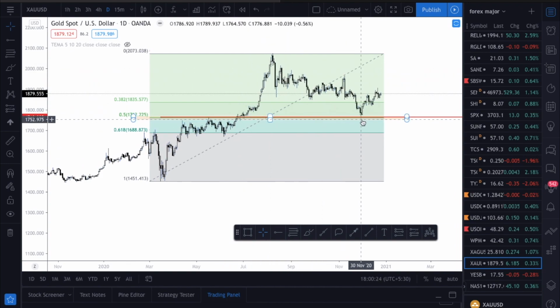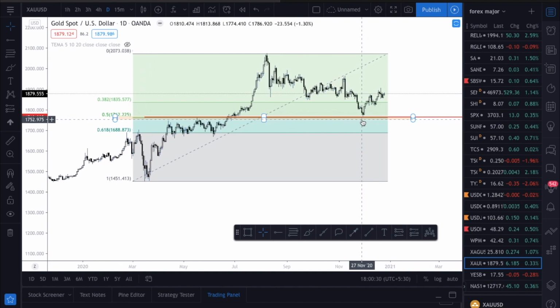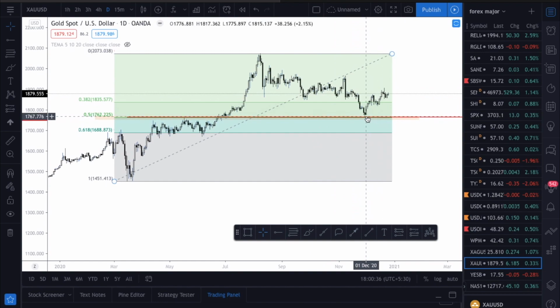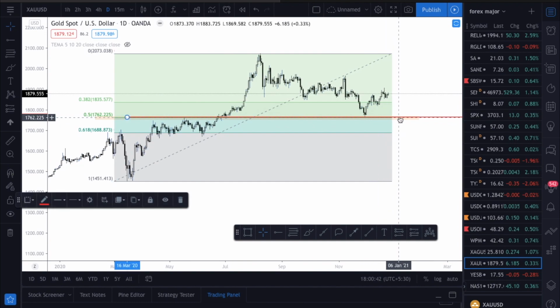We cannot simply rely on Fibonacci levels. We need some extra confirmation. So in this case, I used support and resistance for an extra confirmation. So when the price dropped till 0.5 level, I entered at 1770.20, something like that. So which was somewhere near here.